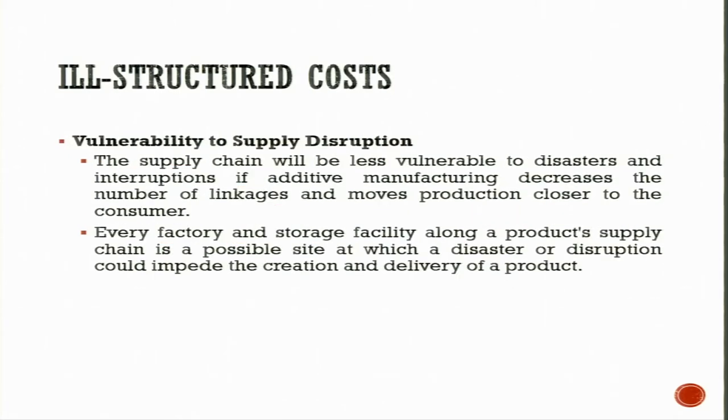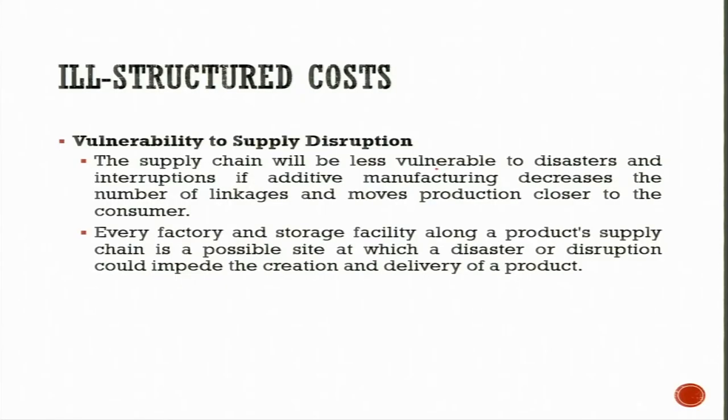Then vulnerability to supply disruption. This is directly related to supply chain management itself. If there is a disruption in the supply, the vulnerability to the disruption is high in non-additive manufacturing systems. Supply chain will be less vulnerable to disasters and interruptions if additive manufacturing decreases the number of linkages and moves production closer to the consumer. Let us mark these words.